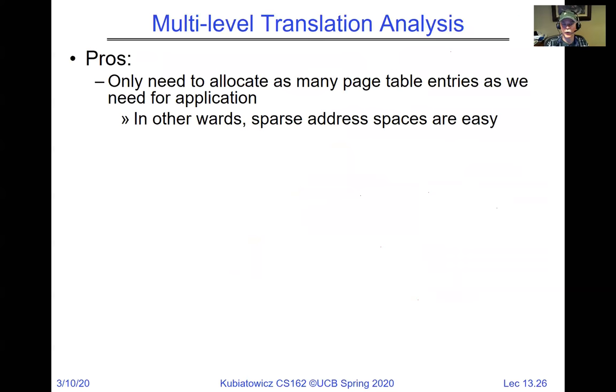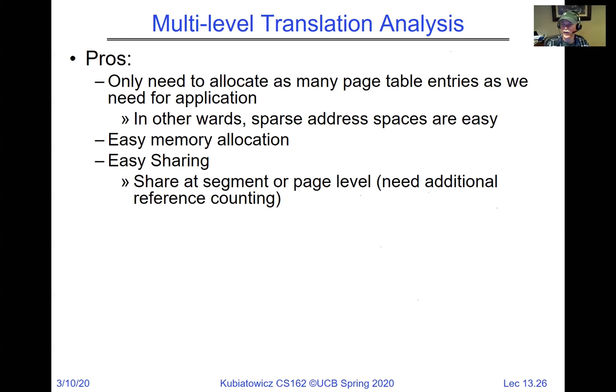The pros of this are we only need to allocate as many entries as we need. So sparse address spaces are pretty easy. Memory allocation is easy because at the bottom, if we have pages, they're all the same size. Sharing's easy because we just share segments or pages, whatever.